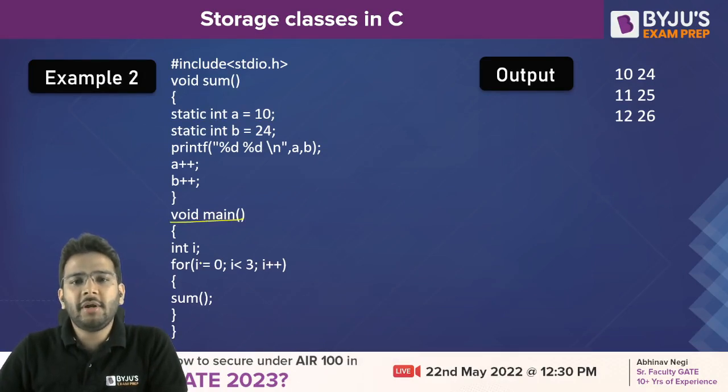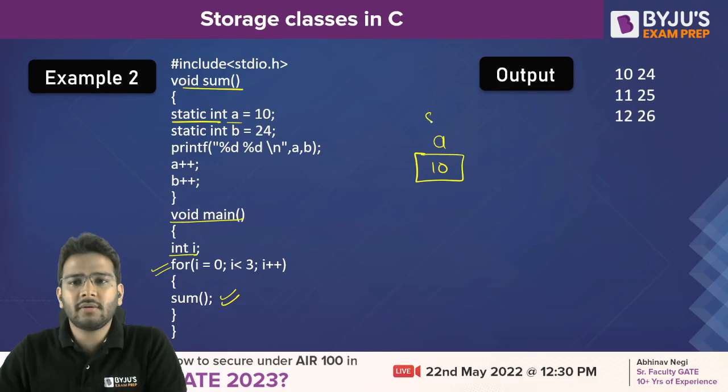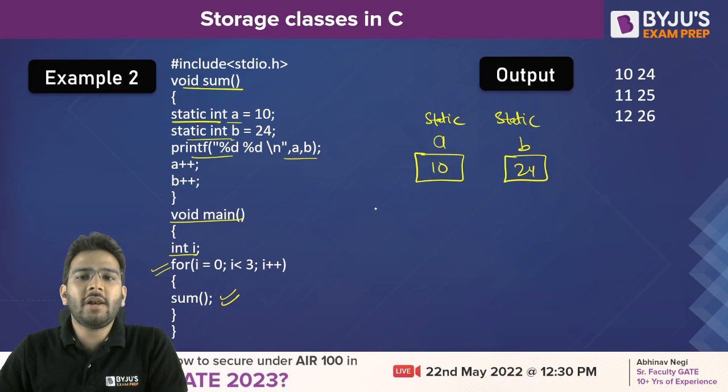So here we have this void main function, int i, right? And then we have a for loop, i is equal to 0, i less than 3, i plus plus. That means it is going to run 3 times, 0, 1, 2, 3 times. And we are calling this sum function 3 times. So let's say first, when we call this function for the first time, what will happen? Sum is defined here, right? Now we have a static int a, and we have initialized this to 10. Then we have a b variable which is also static, and we have initialized to 24. Right. And now we are printing the value of a and b. So obviously 10 and 24 will be printed, correct?